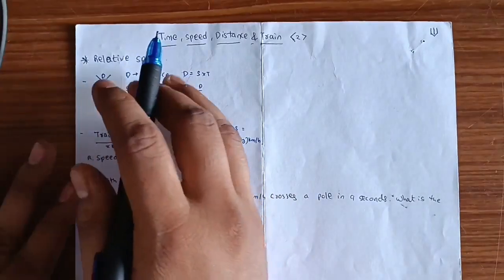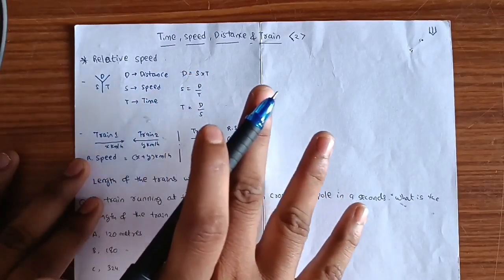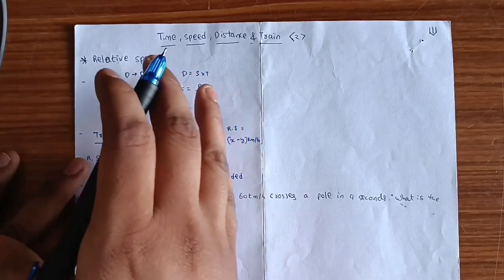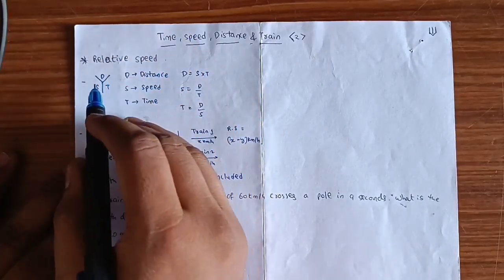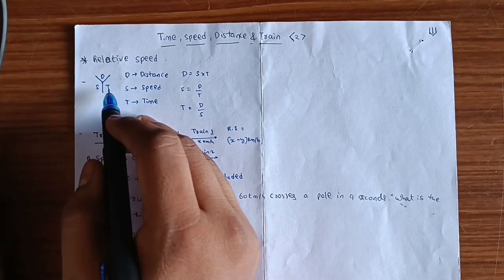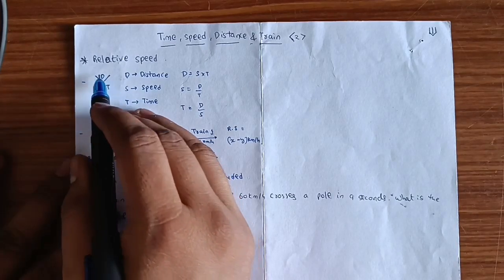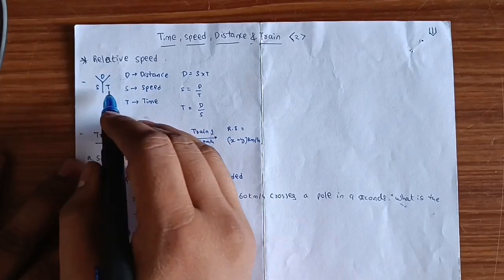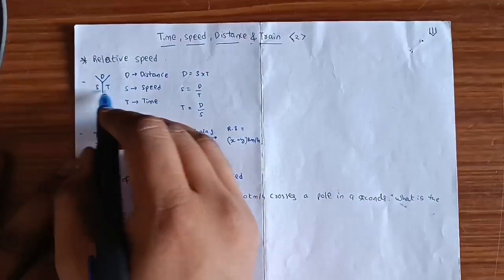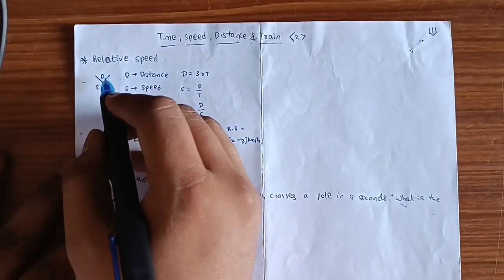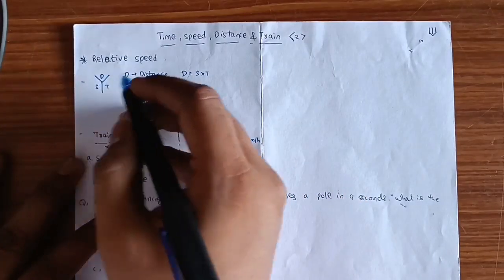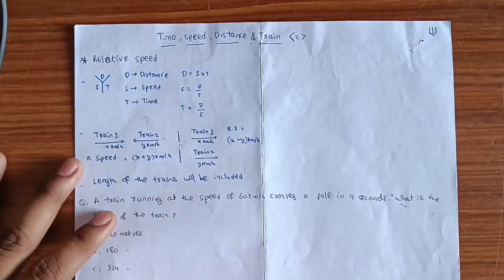Let us see the basic concept for this topic. We need to know about the DST method. We have seen questions regarding DST in the previous videos. What is meant by D? D is distance, S is speed and T is time. Distance is speed into time, speed is distance by time, and time is distance by speed. You all know this about DST.